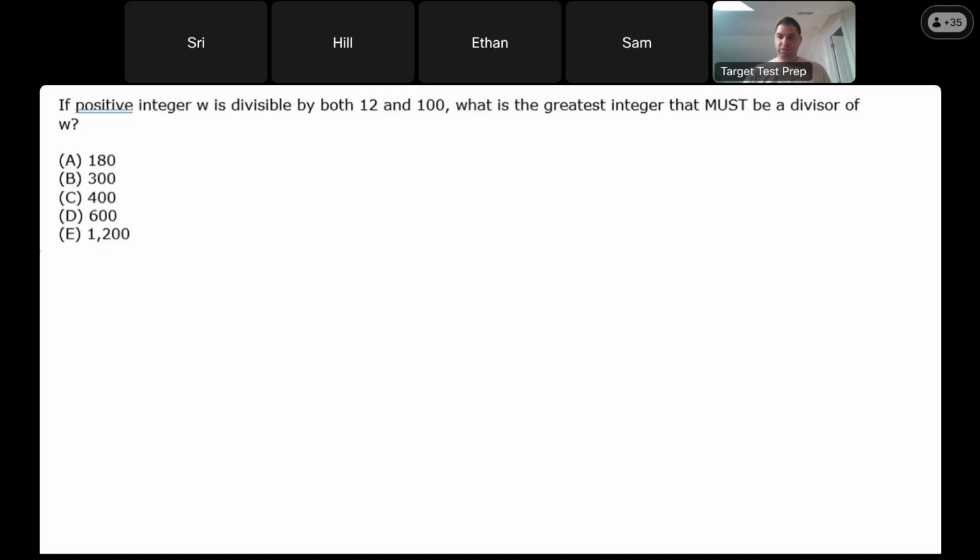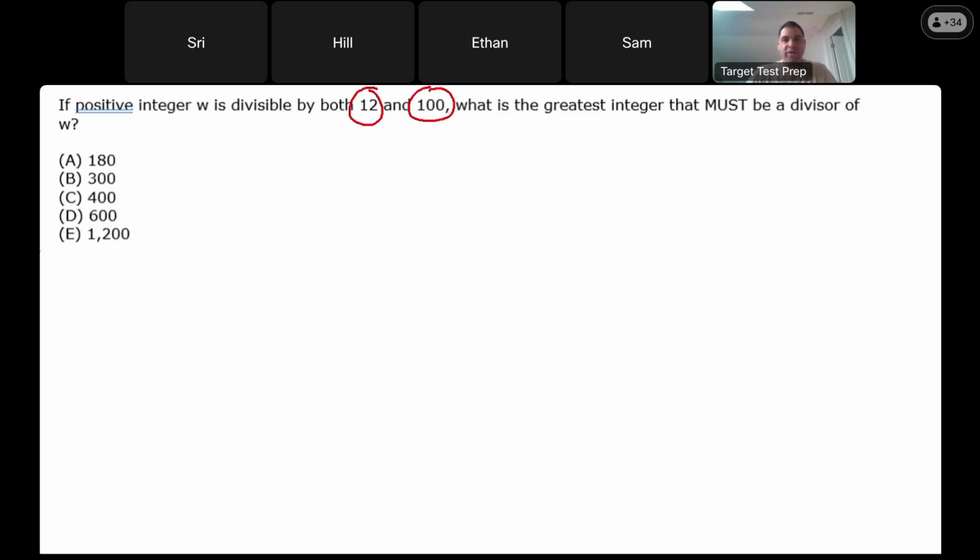All right, so I see some good answers here. So this is another LCM type question, right? So what we have here is something that's divisible by both 12 and 100. The move you're going to make here is you're going to try to figure out what the LCM is of 12 and 100. Now, there's different ways you can do that. Sometimes I use prime factorization. Sometimes I don't. It really just depends on what I think the best process is in getting where I need to get as far as the question is concerned based on the numbers.